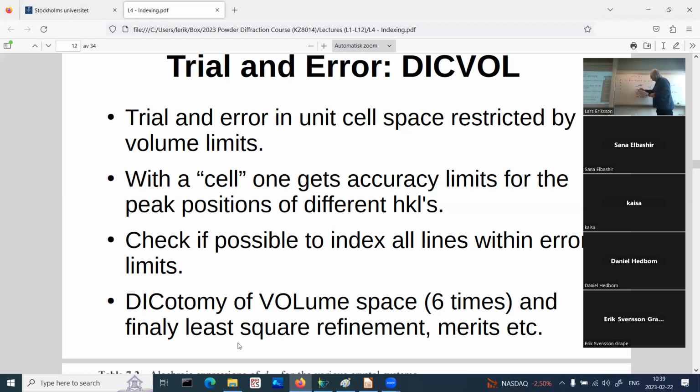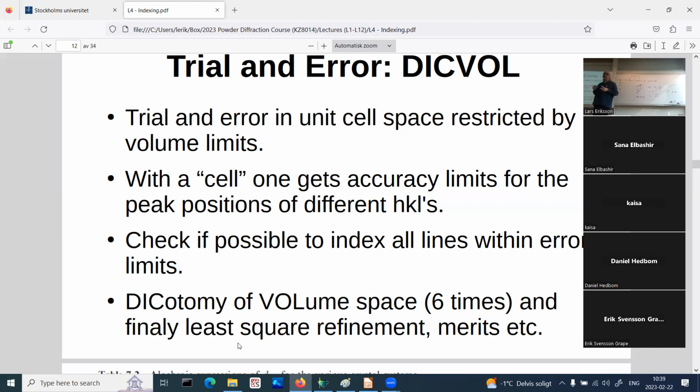Chop this all up into slices and repeat this process. Now, I think all lines are indexed by one of those small unit cells, a set of unit cell parameters with quite small error limits. Then we say okay, and go for refinement of the cell parameters.